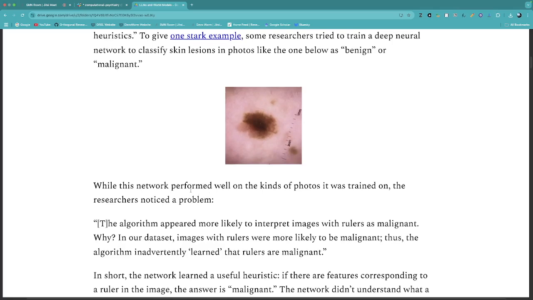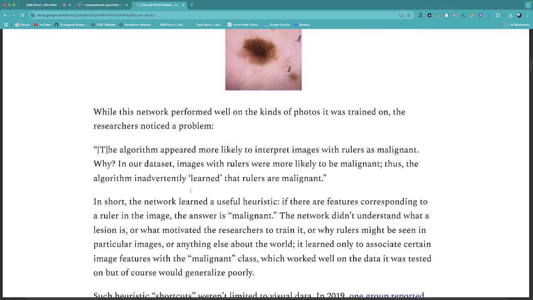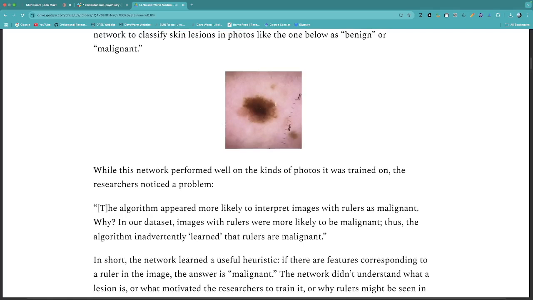While this network performed well on these kinds of photos it was trained on, the researchers noticed a problem. The algorithm appeared more likely to interpret images with rulers as malignant. You see that there's an image here, and this is a clinical context where you put a ruler there to measure the size of the lesion, so that the clinician can estimate the size. Why? In our data set, images with rulers are more likely to be malignant. Thus, the algorithm inadvertently learned the rule that rulers are malignant.